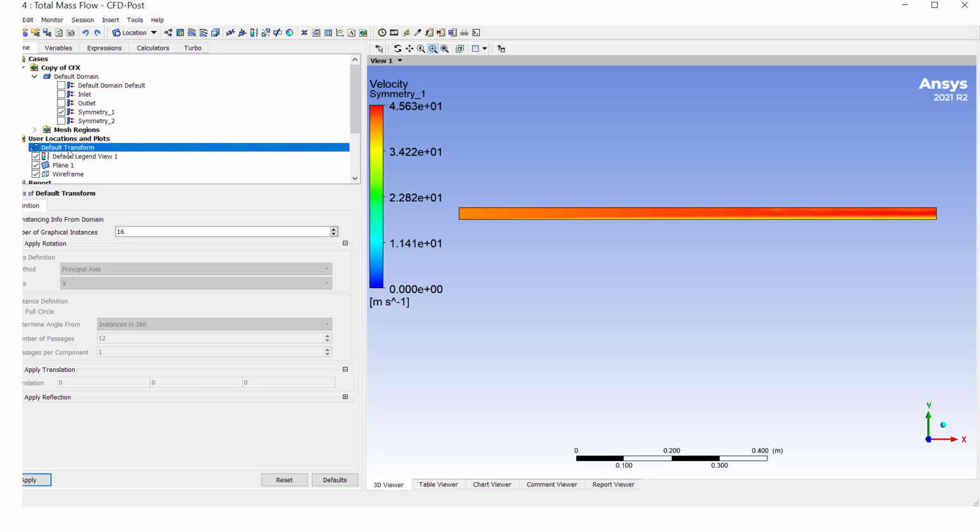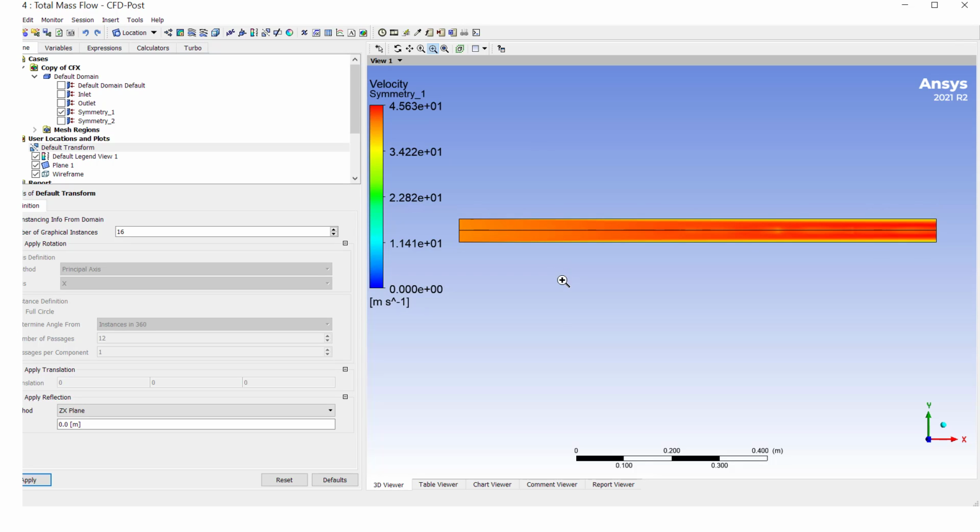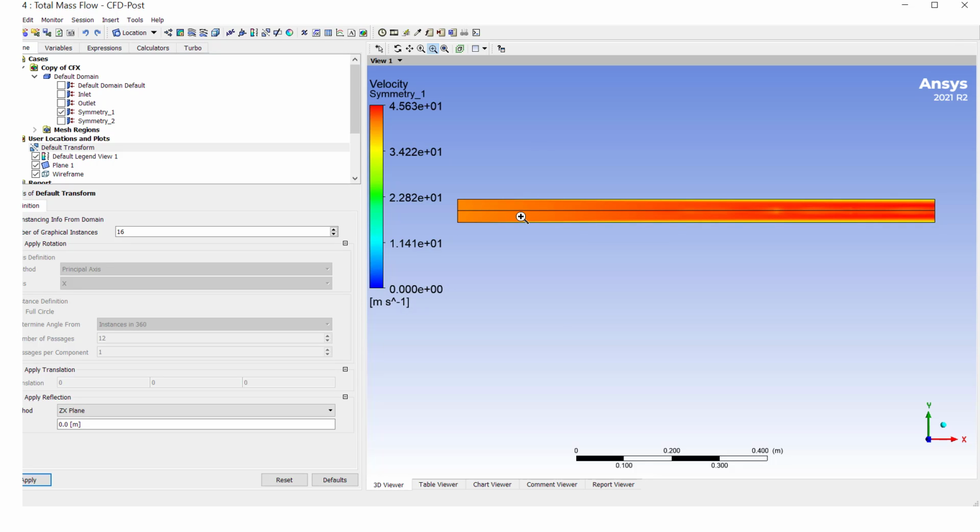If I go here to default transfer, double click, and click apply reflection over the theta x plane, then we can see the whole velocity profile and the formation of the boundary layer. However, the maximum value is too high in comparison to the full 3D model. This means that using the same mass flow rate value is not appropriate for getting similar results in a comparison between the full 3D geometry and the slice geometry.